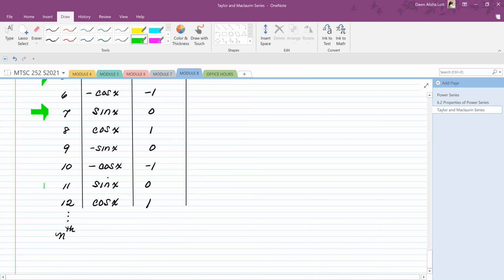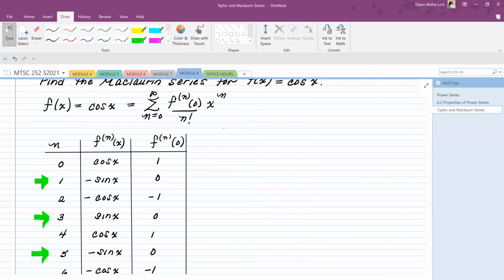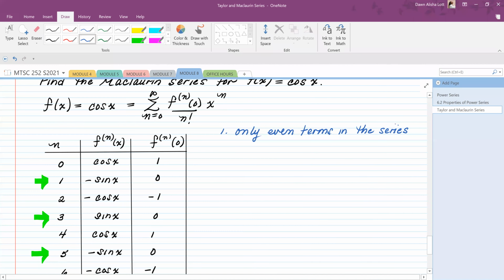So that means in my power series, I don't expect to have an x or x cubed or x to the 5th or x to the 7th. I only expect to have even numbers, okay? So the first thing I can notice as I'm going to jot down here is that there are only even terms in the series. So that's helpful to me.